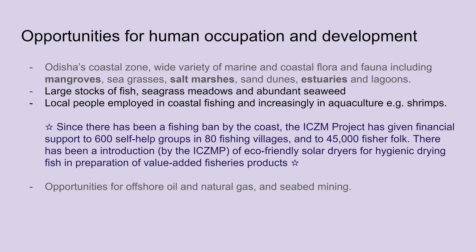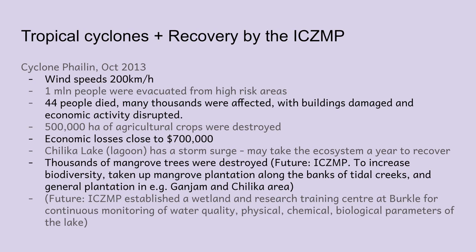Since there has been a fishing ban by the coast in order to increase biodiversity in the area, the ICZM project, which, if you remember, stands for Integrated Coastal Zone Management, has given financial support to 600 self-help groups in 80 fishing villages and to 45,000 fisherfolk. The ICZMP has also introduced eco-friendly solar dryers for hygienic drying of fish in preparation of value-added fishery products. And to add on to the opportunities of human occupation, there are opportunities for offshore oil and natural gas and seabed mining.